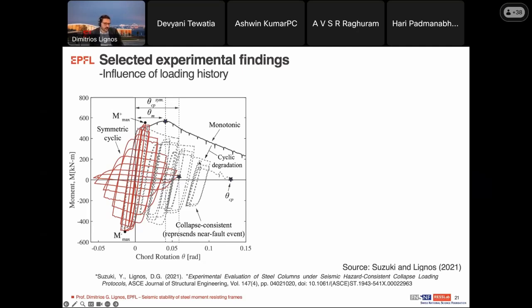But then there is this other protocol that we've tested that is called the collapse consistent, that represents demands on columns from what we call near fault ground motions that we anticipate to be the most dangerous. And in this case, you see that although the column would lose the lateral load resistance, that will happen at a very large rotation, about 3 times more than what a typical symmetric cyclic loading protocol would tell us.